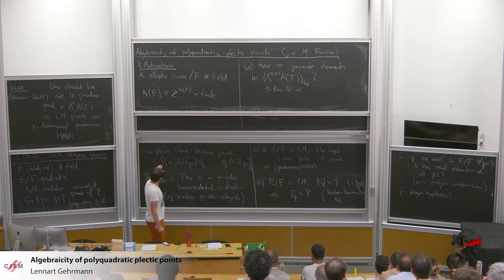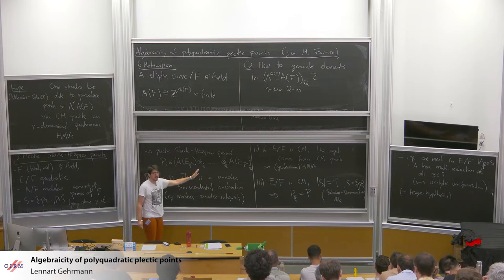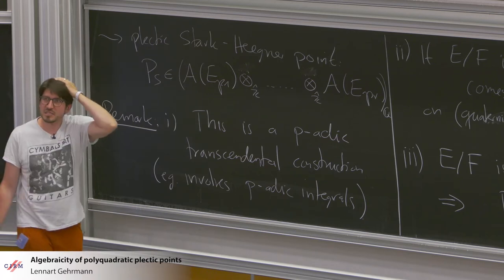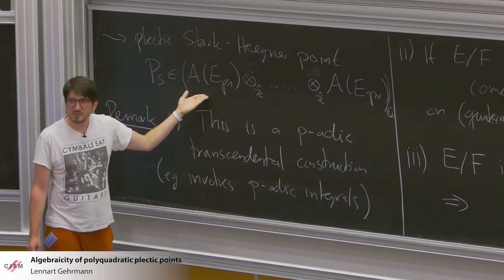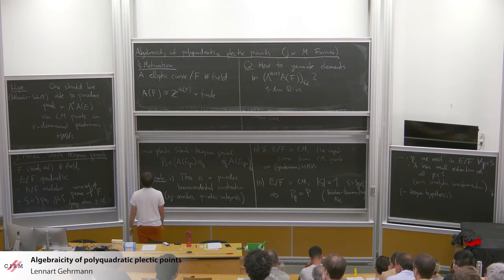Okay, now we have this plectic Stark-Heegner point in our strange tensor product, and I want to talk about algebraicity. So I want to relate this space to some algebraic space, and that's going to be the determinant map.